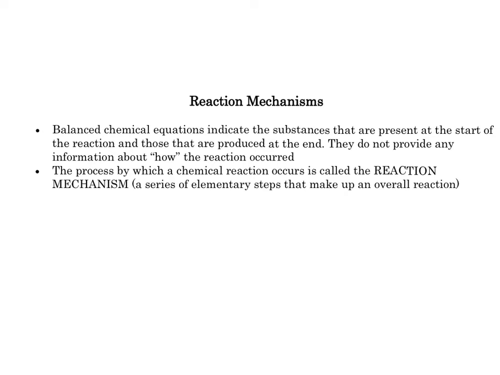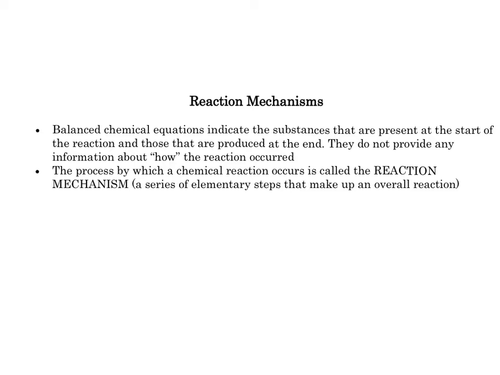Reaction mechanisms. Balanced chemical equations indicate the substances that are present at the start of the reaction and those that are produced at the end. They do not provide any information about how the reaction occurred. Up to this point, you've pretty much thought, oh, yeah, these reactants mix together, react, produce these. It's not as simple. The process by which a chemical reaction occurs is called the reaction mechanism.